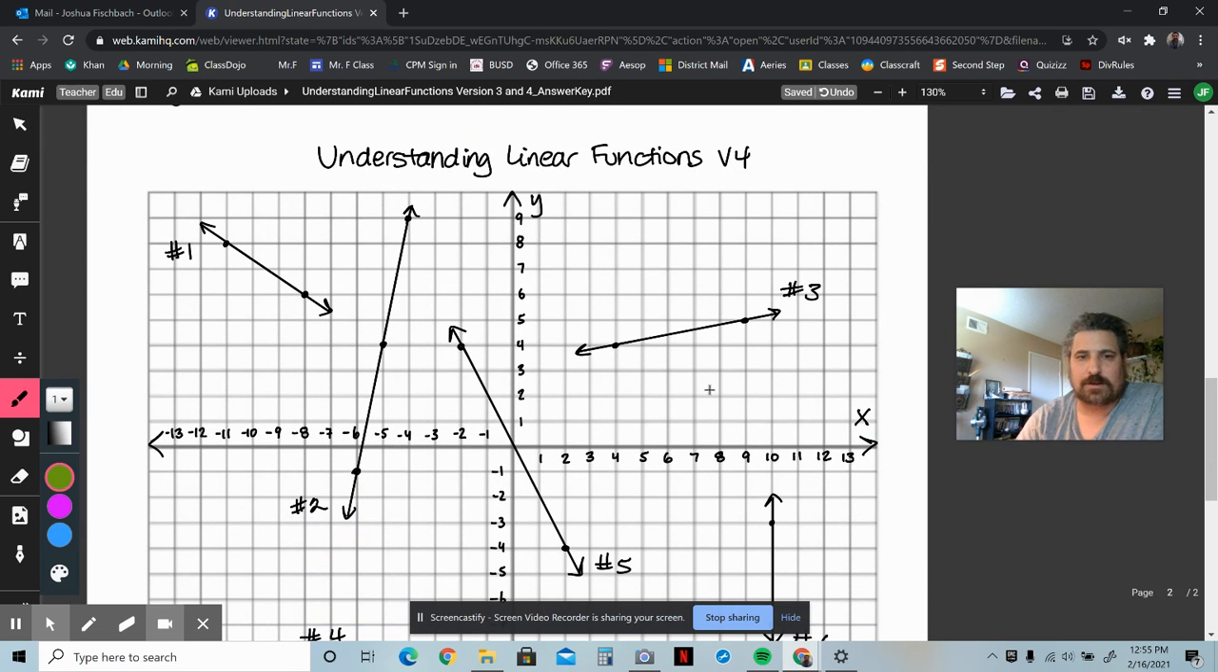Okay, taking a look at your other page here, the first thing you're going to do is look at line number 1. Does it look like we can see where it crosses the y-axis? Not yet. So let's stop there, and I'll do part 2 next time.